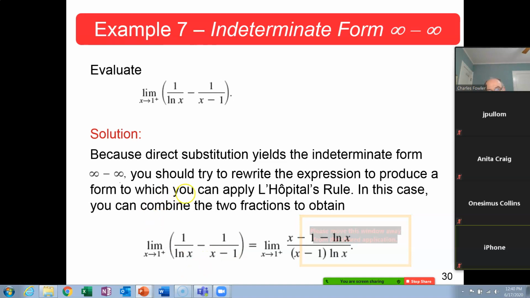Okay, so direct substitution yields an indeterminate form of infinity minus infinity. We talked about that. So to try to rewrite the expression and produce a form where you can apply L'Hopital's rule, which is a ratio, numerator over denominator, let's combine these two fractions into a single fraction with a least common denominator. The least common denominator is the product of these two, x minus 1 times log x. The new numerator for the first one is going to be x minus 1. For the second one, minus log x.